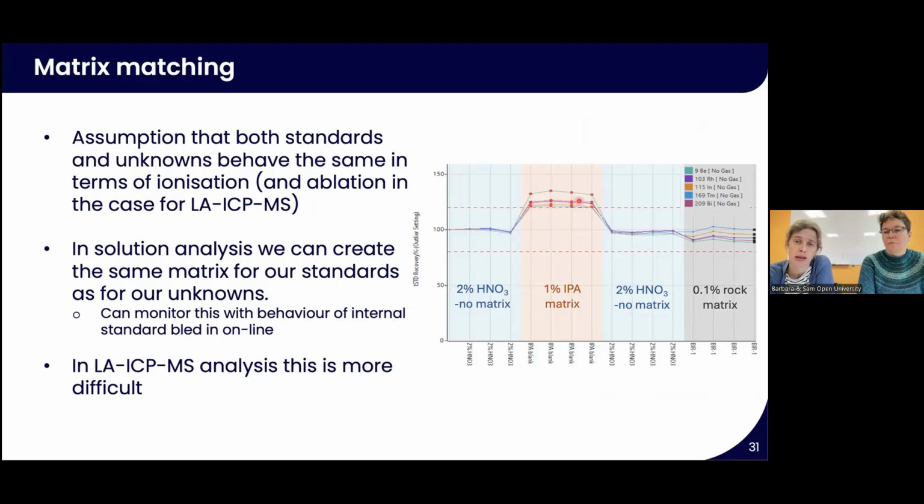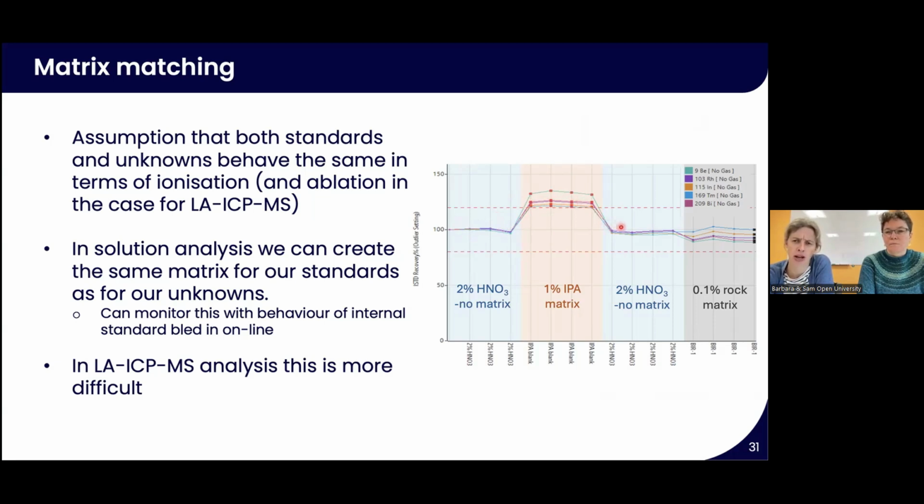So if we were to use calibration standards that had just a nitric matrix, and then our samples had an IPA matrix, you can see we would get this offset that would mean that we'd be falsely reporting what we have in our unknowns.